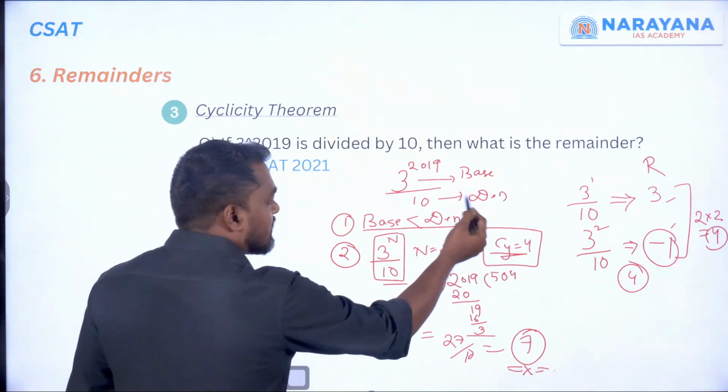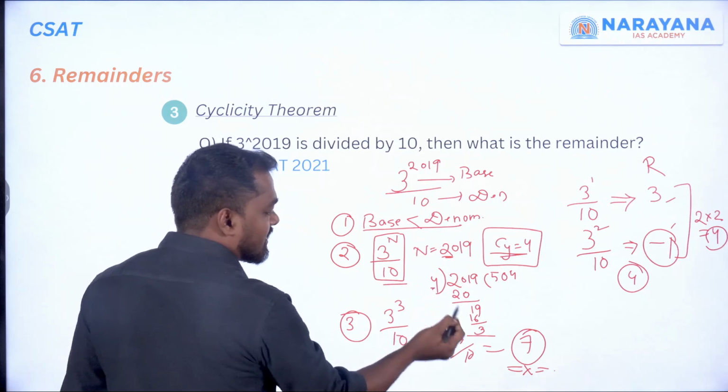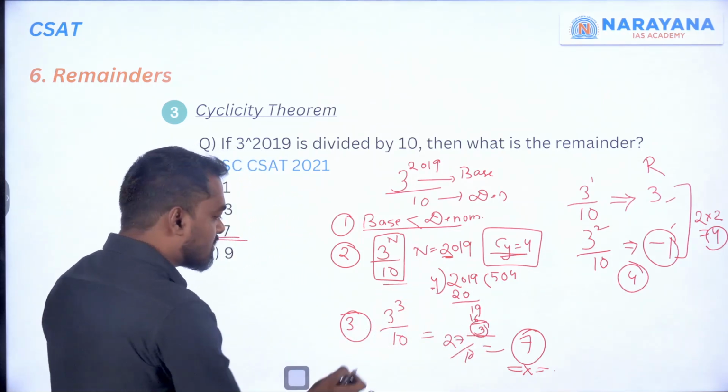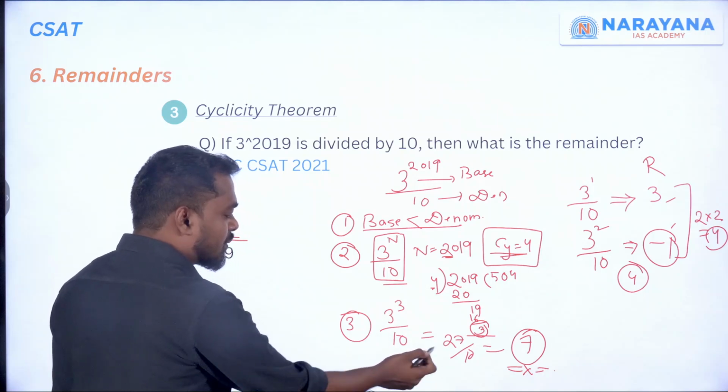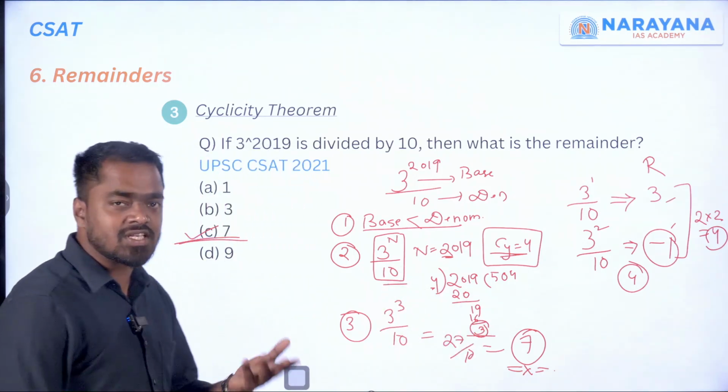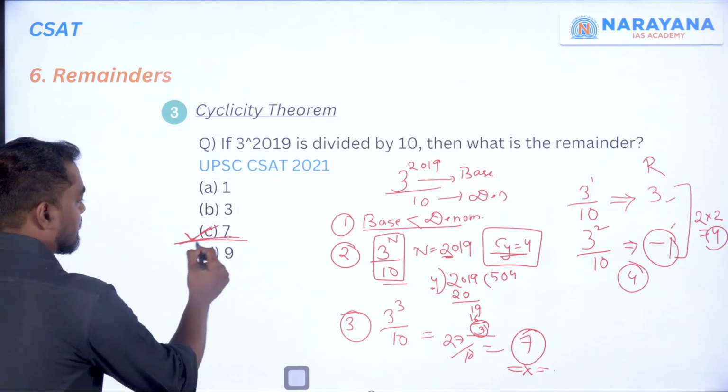After that, divide that n with this cyclicity, you will get one remainder. N can be replaced with that remainder. So 3 cube by 10, 27 by 10. 10 2s are 20, remainder is 7. So 7 is your answer, C.